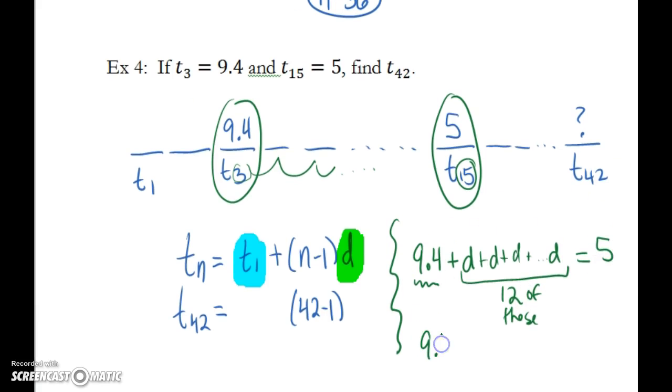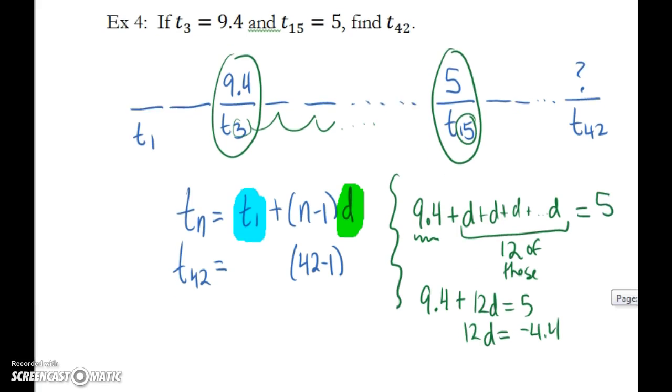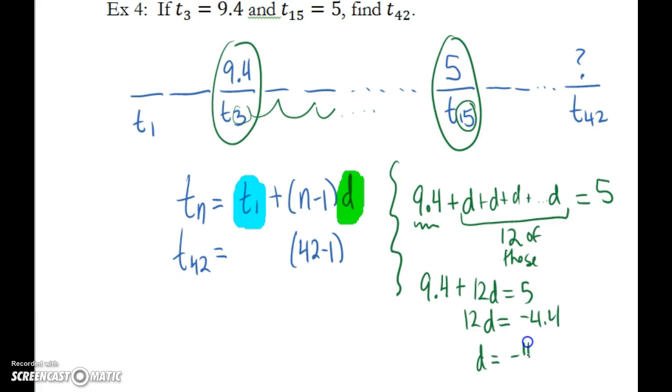So let's solve this equation for d. 9.4 plus 12d equals 5. 12d equals 5 minus 9.4, which is negative 4.4, and we divide by 12. And d equals negative 11/30. I mean, there's a decimal equivalent, but then we'd have to round, and then we would be off in our answer. So we're going to use the exact value for d, negative 11/30. All right, great. So we know what to plug in for d here. Negative 11/30 corresponds to d.